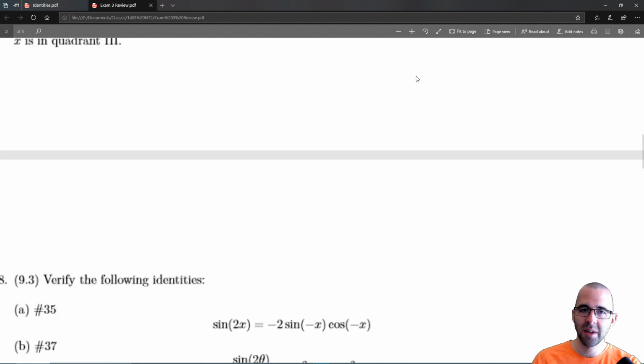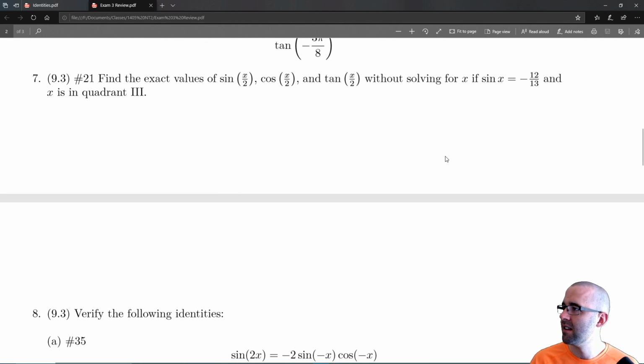I should probably zoom in a little bit. Kind of small. Imagine actually being able to read the problem.